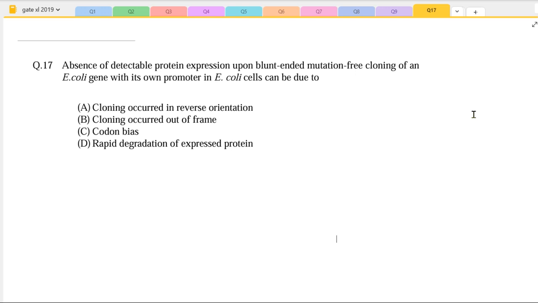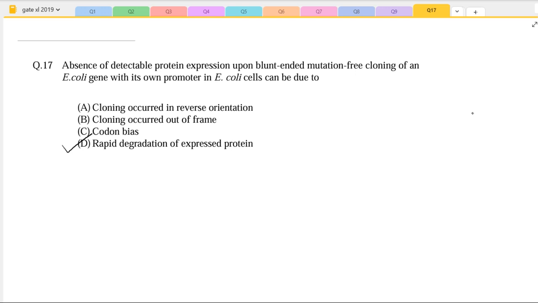Absence of detectable protein expression upon blunt-ended mutation-free cloning of an E. coli gene with its own promoter in E. coli cells can be due to: cloning occurred in reverse orientation? No, this cannot be the case because nothing is mentioned like that. Cloning occurred out of frame? That is also not the case because it's under the influence of the promoter. And there's a codon bias? No. And the last one is rapid degradation of the expressed protein. This is a possibility because the protein is overconsumed or rapidly degraded. So either of the options could be true.